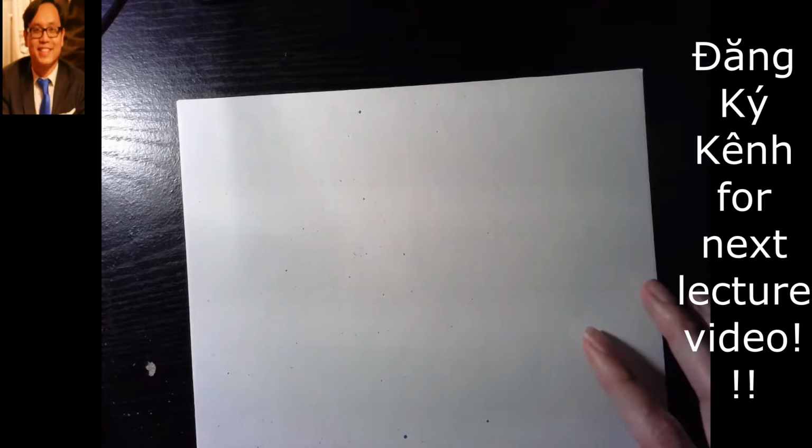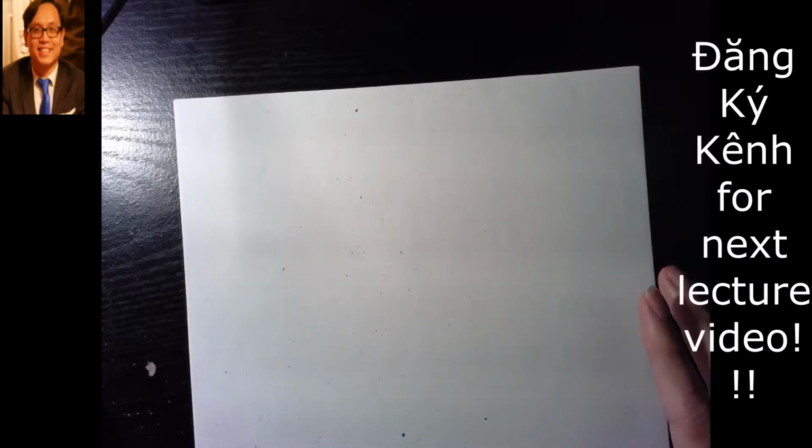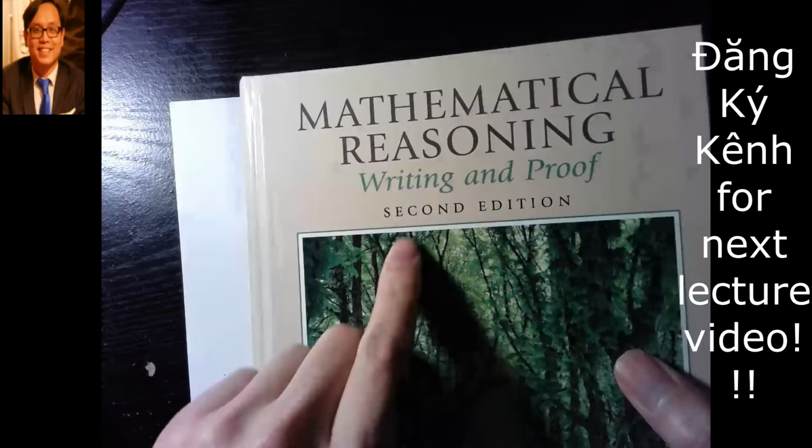Okay, and on this lecture I'm going to talk about the first chapter of 10th grade mathematics, and I'm going to use two books. The first book I'm going to use is cuốn sách toán lớp 10 của Bộ Giáo dục. Okay, the second textbook I'm going to use as a reference one is called Mathematical Reasoning, Writing and Proof.